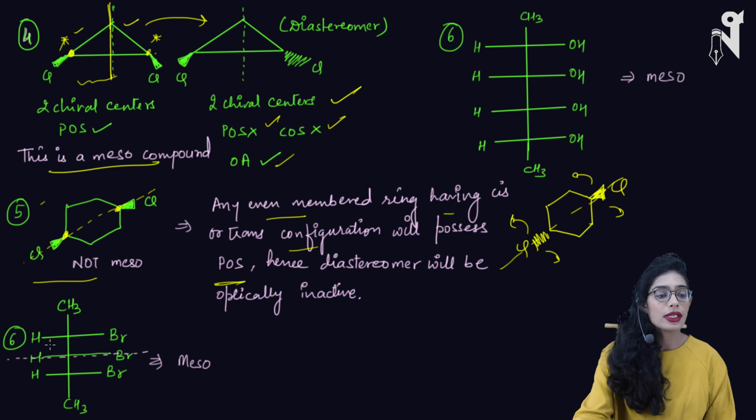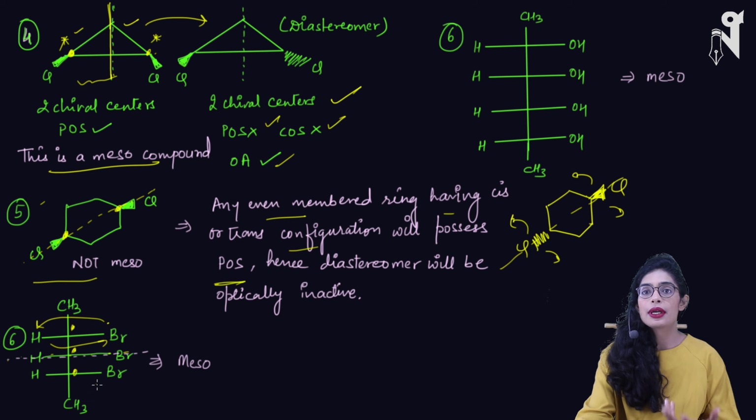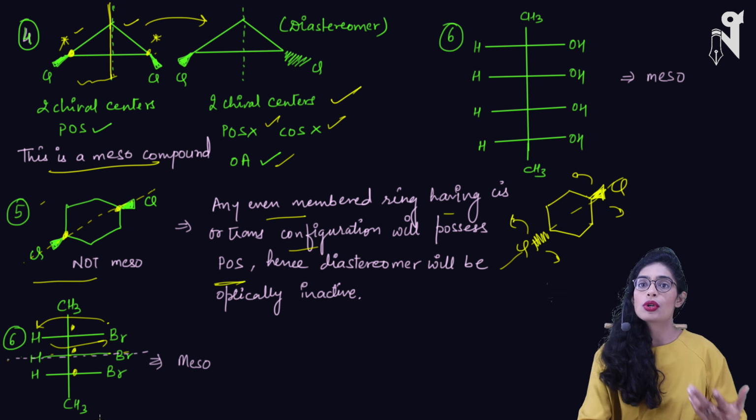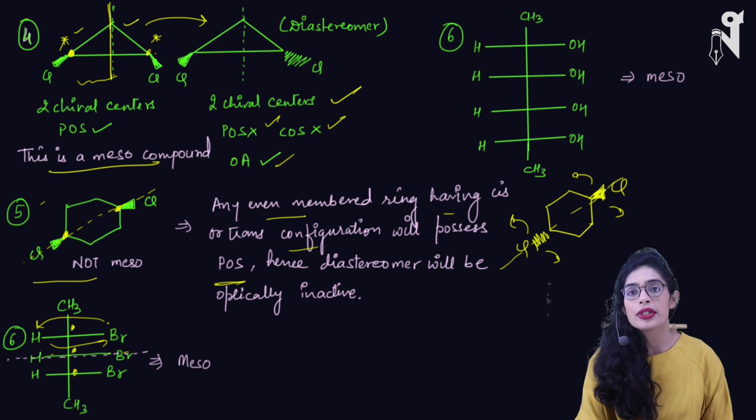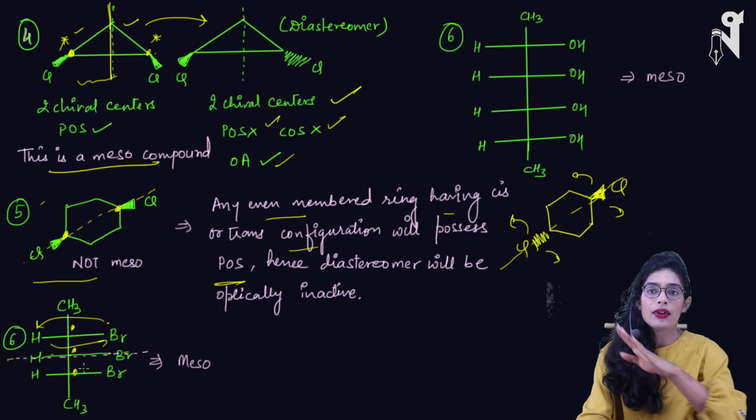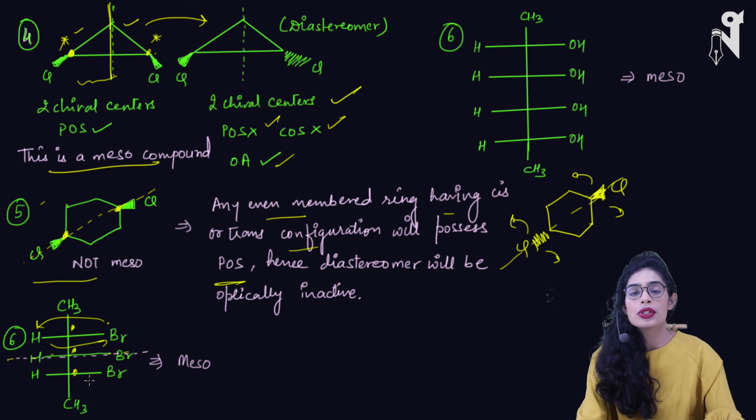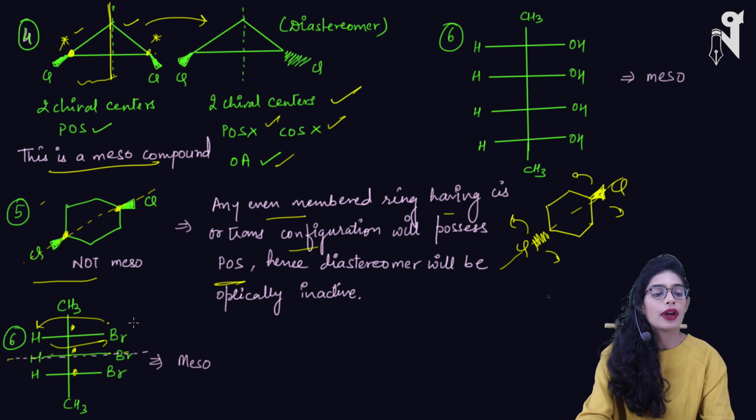Okay, now let's look at the sixth one. Tell me whether it's meso or not. What can happen over here? I can cut it from the center. All these are chiral centers. This has three chiral centers. If I cut it from the center, what will happen? It will form meso. If I change the configuration of one of it, let's say bromine is here, bromine I shift here, and hydrogen I shift here, it will become a diastereomer, and the diastereomer is also optically active because it doesn't have POS or COS. So from this plane, when we make the diastereomer, there will be no POS, no COS, and hence that will be optically active, and that is the reason why this compound is a meso compound.